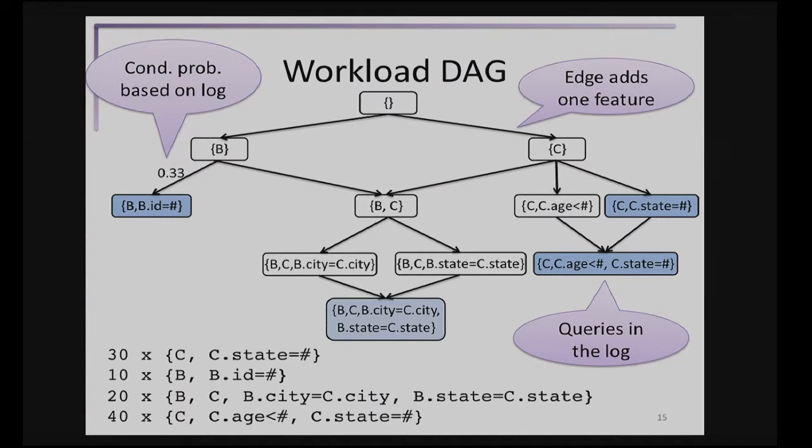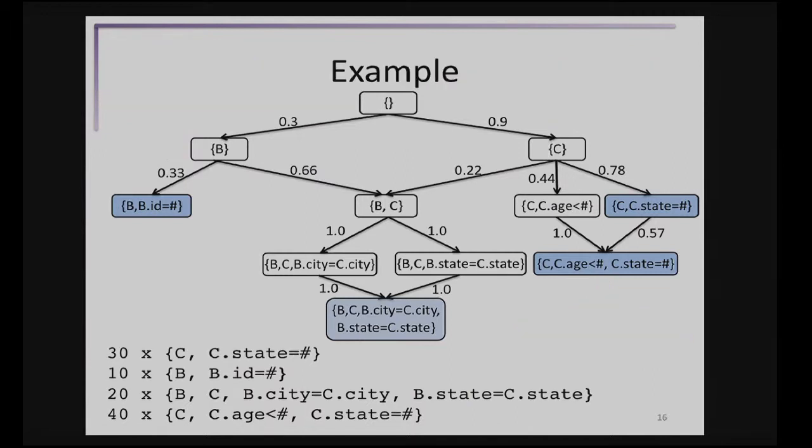Out of these 30 queries, 1/3 of them also have this predicate on ID. And we can label all the edges with these probabilities. So now as the user starts to compose a query, they basically land somewhere in this graph. So perhaps we have a user that just said select from customers C. So they are here in this DAG.